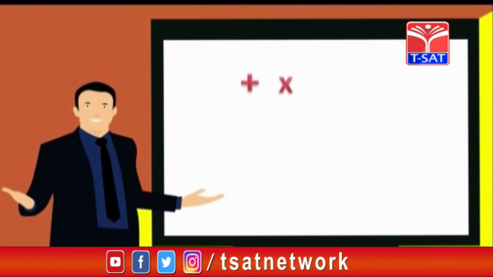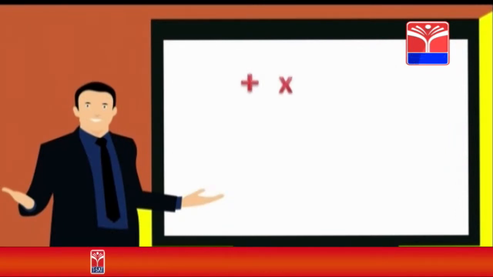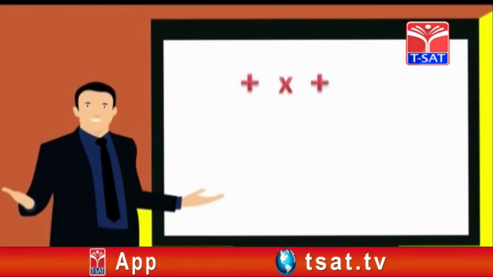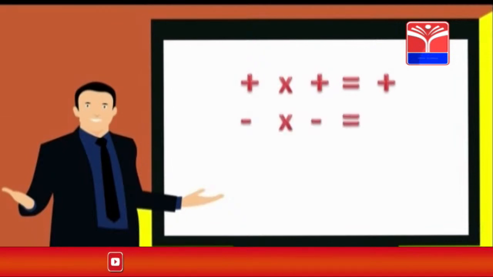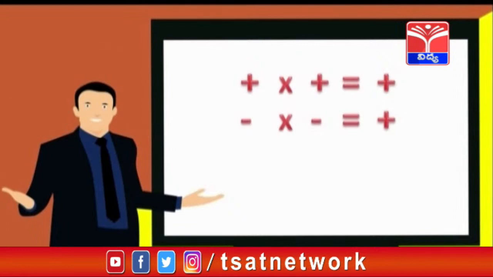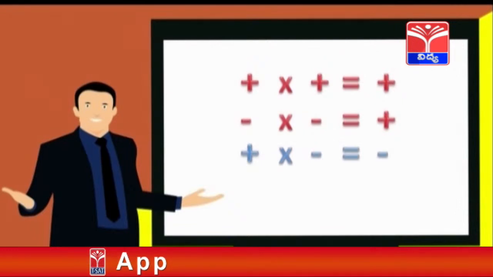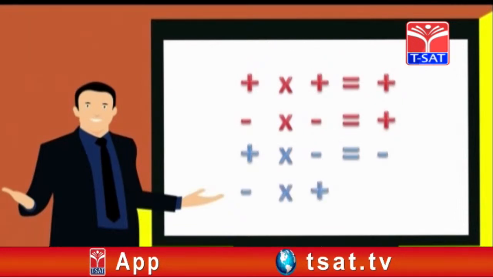And remember this simple code of multiplication of symbols. Positive times positive is positive, negative times negative is also positive. Observe that positive times positive is positive, negative times negative is positive, and positive times negative is negative, and negative number times positive is also negative.